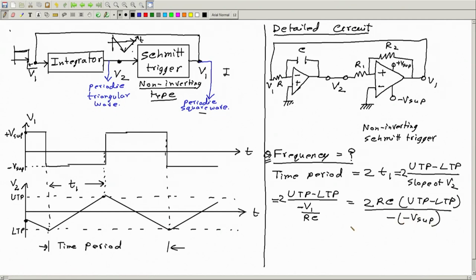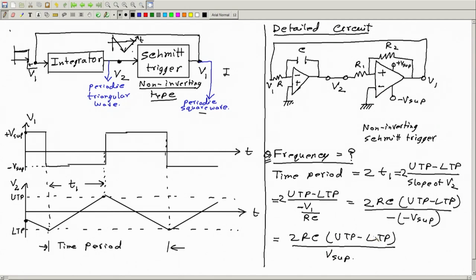And this will be equal to, okay, let me just write this. So now let's verify: is my derivation correct? You should always do that after any derivation. So let's see.